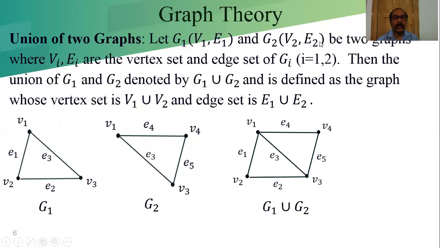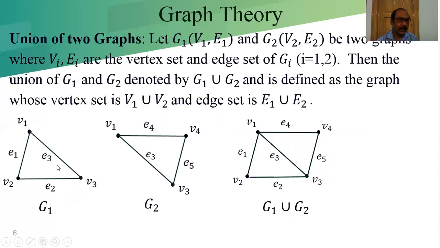that means after taking the union of G1 and G2, suppose we call that graph G. Then the vertex set of G will be V1 union V2, and the edge set of G will be E1 union E2. That means the union of E1 and E2 is the edge set of G, and the vertex set is V1 union V2.